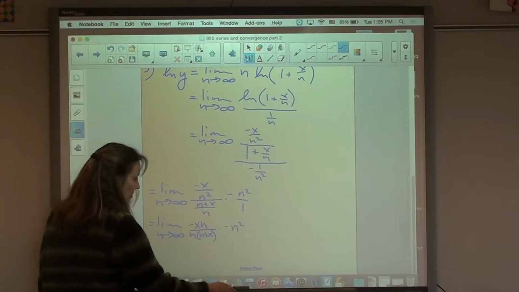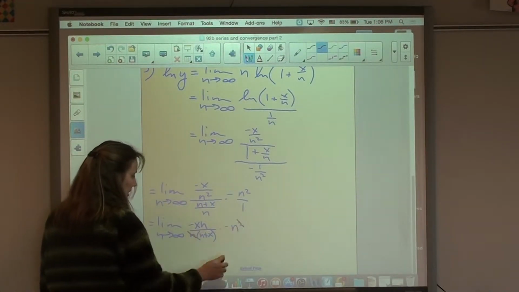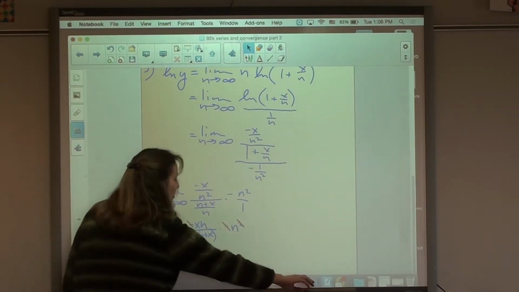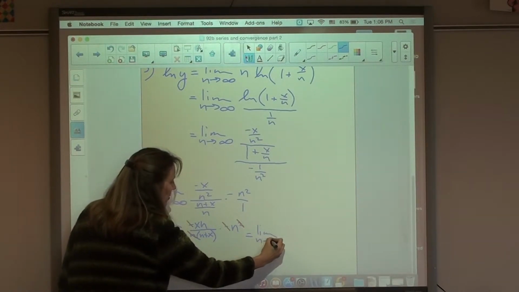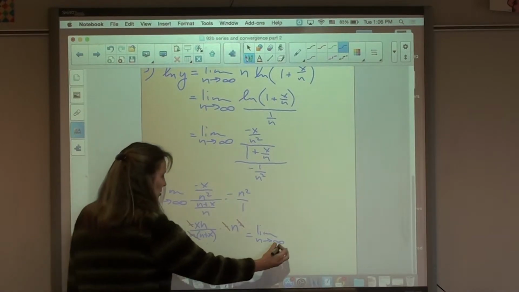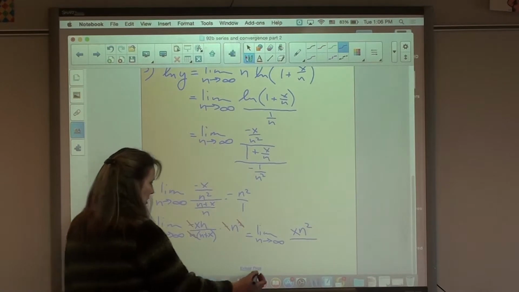All right, so this is fun. So we cancel an n, cancel an n, we can cancel the negatives, and we end up with the limit as n approaches infinity of positive xn squared over x plus n.